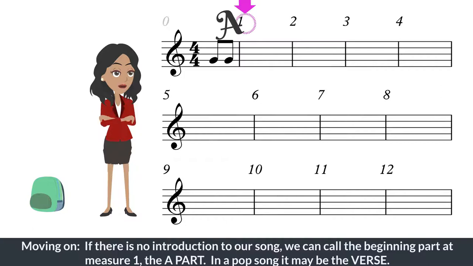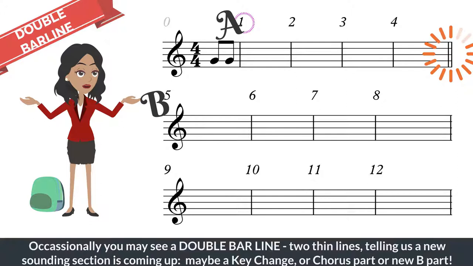If there is no introduction to our song, we can call the beginning part at measure one the A part. In a pop song, it might be the verse. Occasionally, you may see a double bar line, two thin lines, telling us a new sounding section is coming up, maybe a key change or chorus part or a new B part.